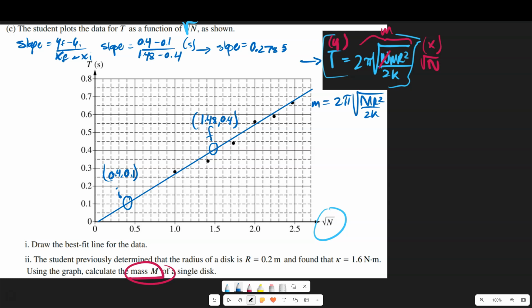And we want to get the mass. So the question we're being asked for is, what is this mass over here? So we could say our lowercase m, or our slope, and we want to get mass by itself. So let's square both sides of this. So we would have 4 pi squared times m r squared over 2 kappa. And again, we're trying to get m by itself. So at this point, you want to multiply by the reciprocal of the stuff you want to get rid of.